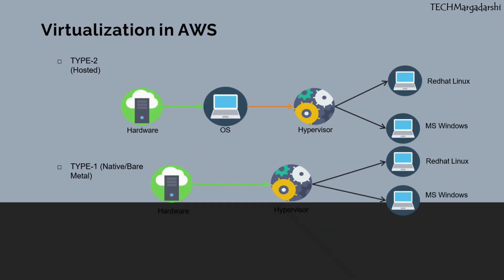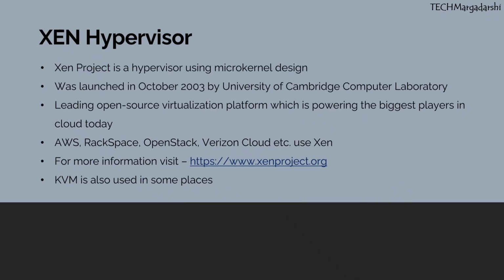Virtualization in AWS. Types of hypervisors. There are two types of hypervisors. Type 1, bare metal, runs directly on hardware, high performance, used by AWS. Type 2, hosted, runs on OS, used for testing. AWS mainly uses Type 1 hypervisors. Now here is the last topic, Xen Hypervisor. AWS uses Xen Hypervisor. Xen is open source, developed by University of Cambridge, used by AWS, Rackspace, OpenStack. It provides strong isolation, high performance, security. AWS also uses KVM in some services.